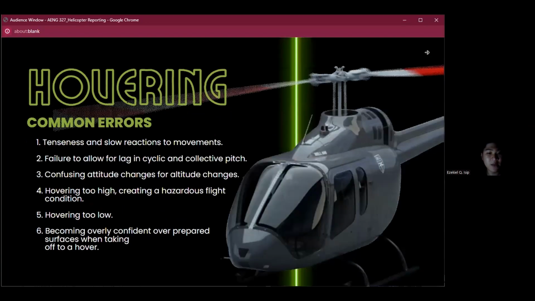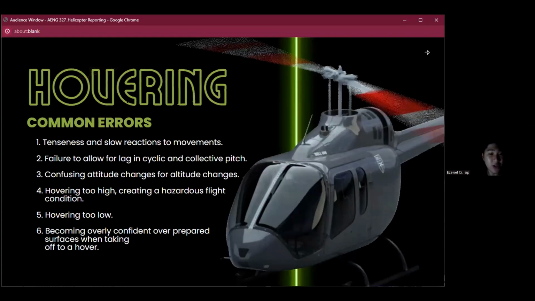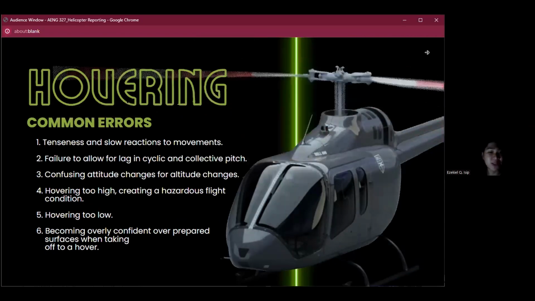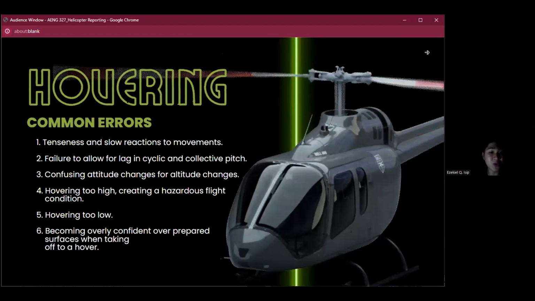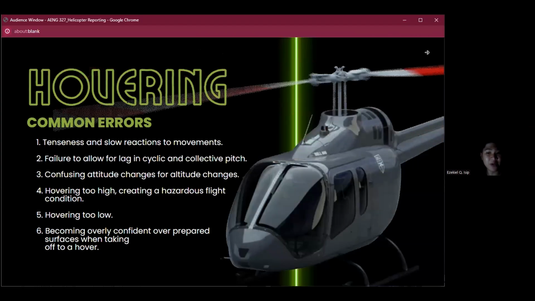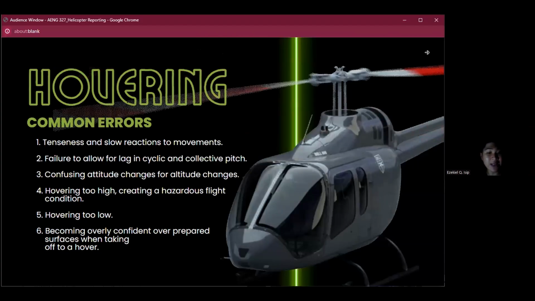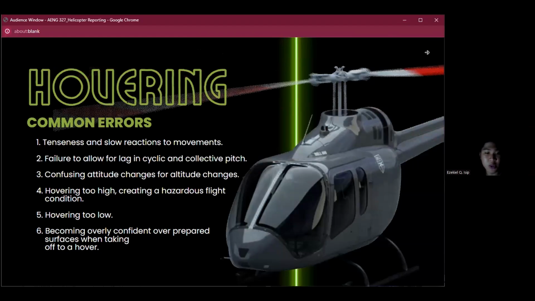Next slide. The common errors, number one, tenseness and slow reaction to movement of the helicopter. Number two, failure to allow for lag in cyclic and collective pitch, which leads to over-controlling. It is very common for helicopter pilot students to get ahead of the helicopter. Due to inertia, it requires some small time period for the helicopter to respond. Third, confusing attitude changes for altitude changes, which results in improper use of the controls.